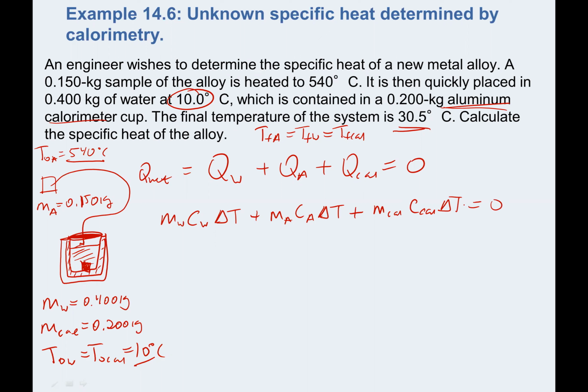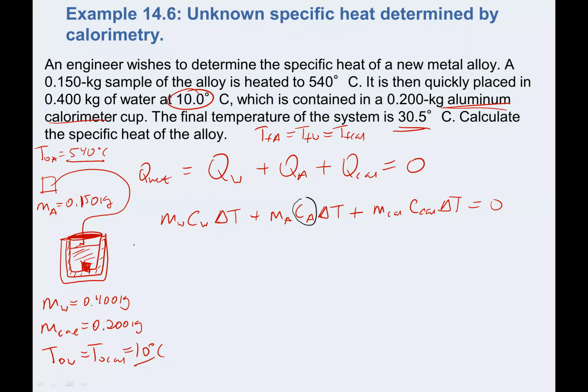And this equals 0. Remember, what I want to find is C alloy, the specific heat of the alloy. That is my goal. I need to find this one. That means all I do is plug in everything and calculate.